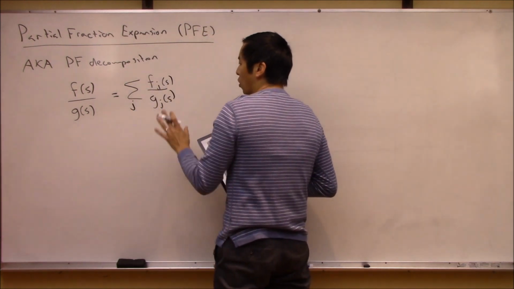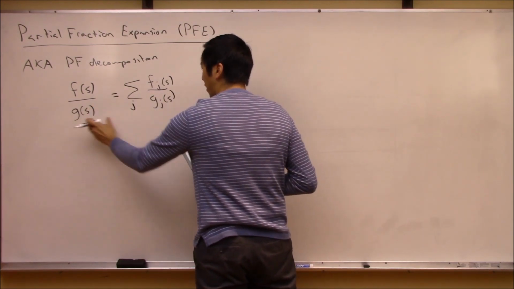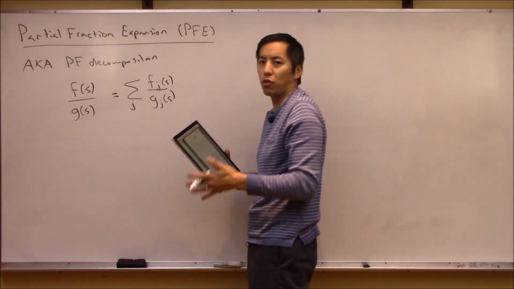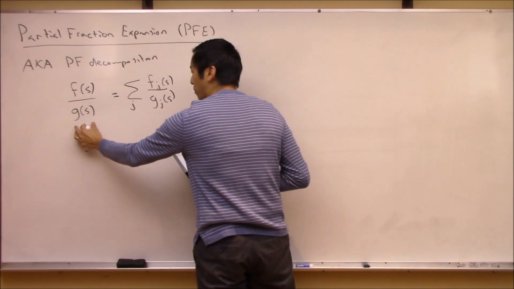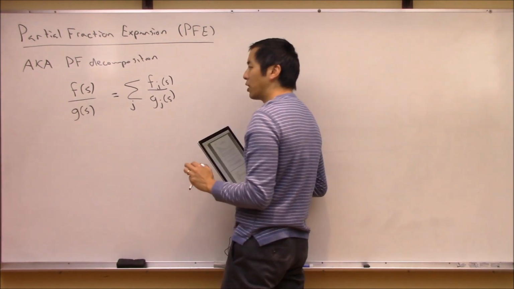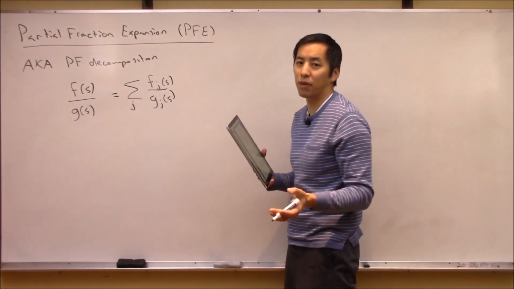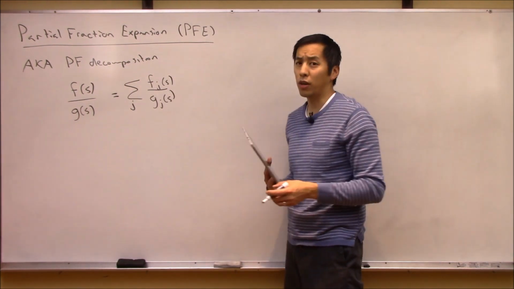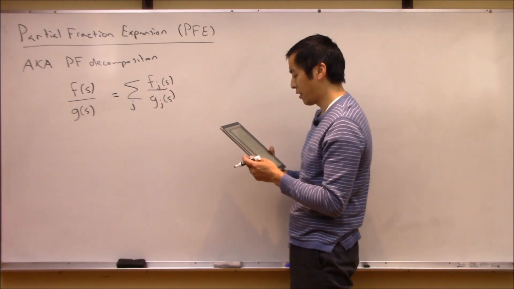Okay, so all we're doing here is you have something complicated on the left and you want to try to break that down into a bunch of simpler ratios or simpler fractions, hence the name partial fraction expansion. We're going to try to expand the left-hand side into a bunch of simpler right-hand sides. And this is going to be very useful when we start looking at inverse Laplace transforms in the context of ordinary differential equations. So we're going to take a look at that in a second.